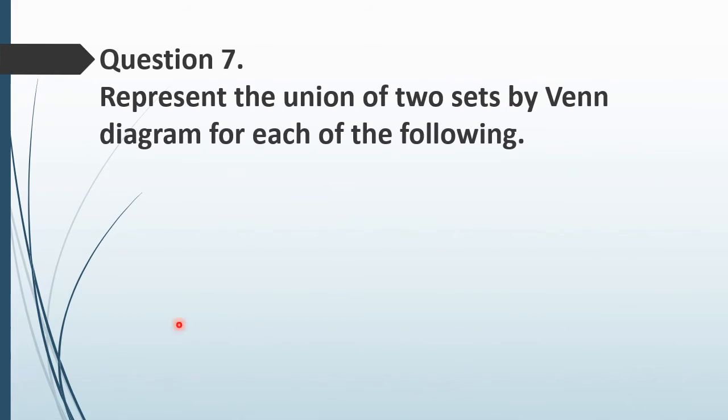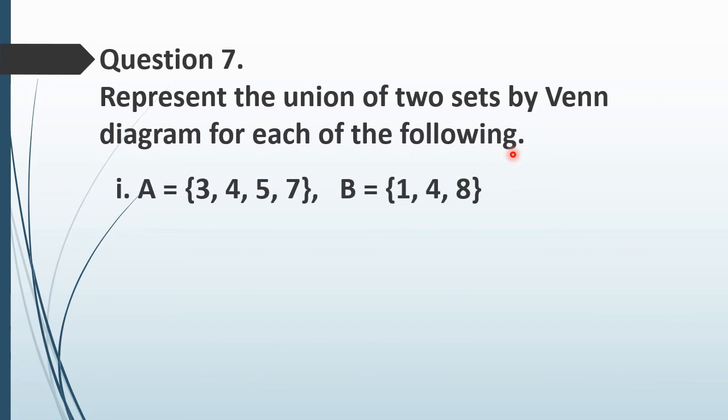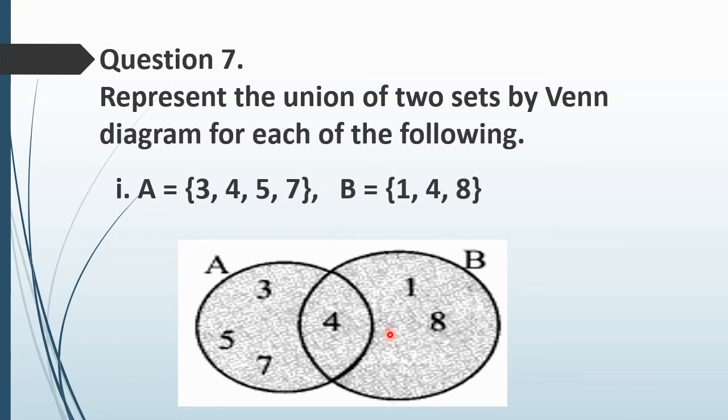Question number 7. Represent the union of two sets by a Venn diagram for each of the following. So first, A is equal to {3, 4, 5, 7} and B is equal to {1, 4, 8}. Let's draw a Venn diagram. See here, you can see A is equal to 3, 4, 5, 7 and B is equal to 1, 4, 8. 4 is common between A and B. So like this you will draw.